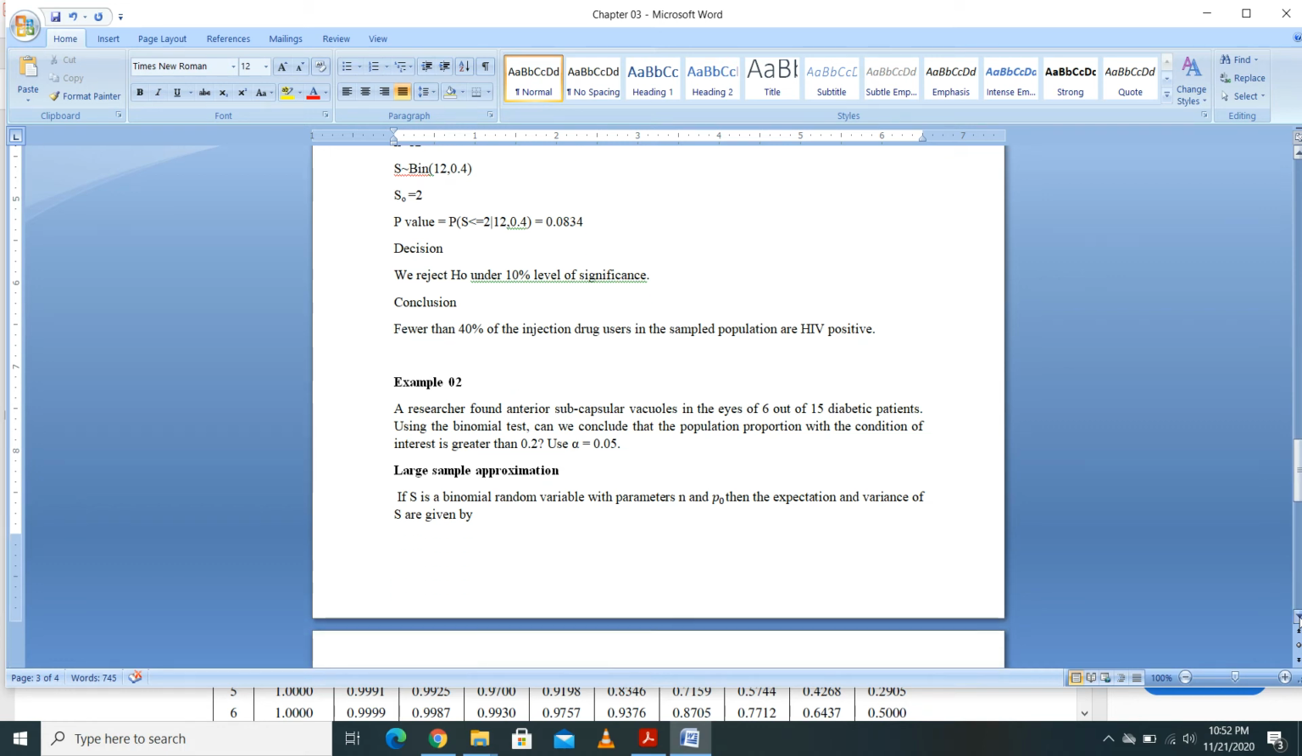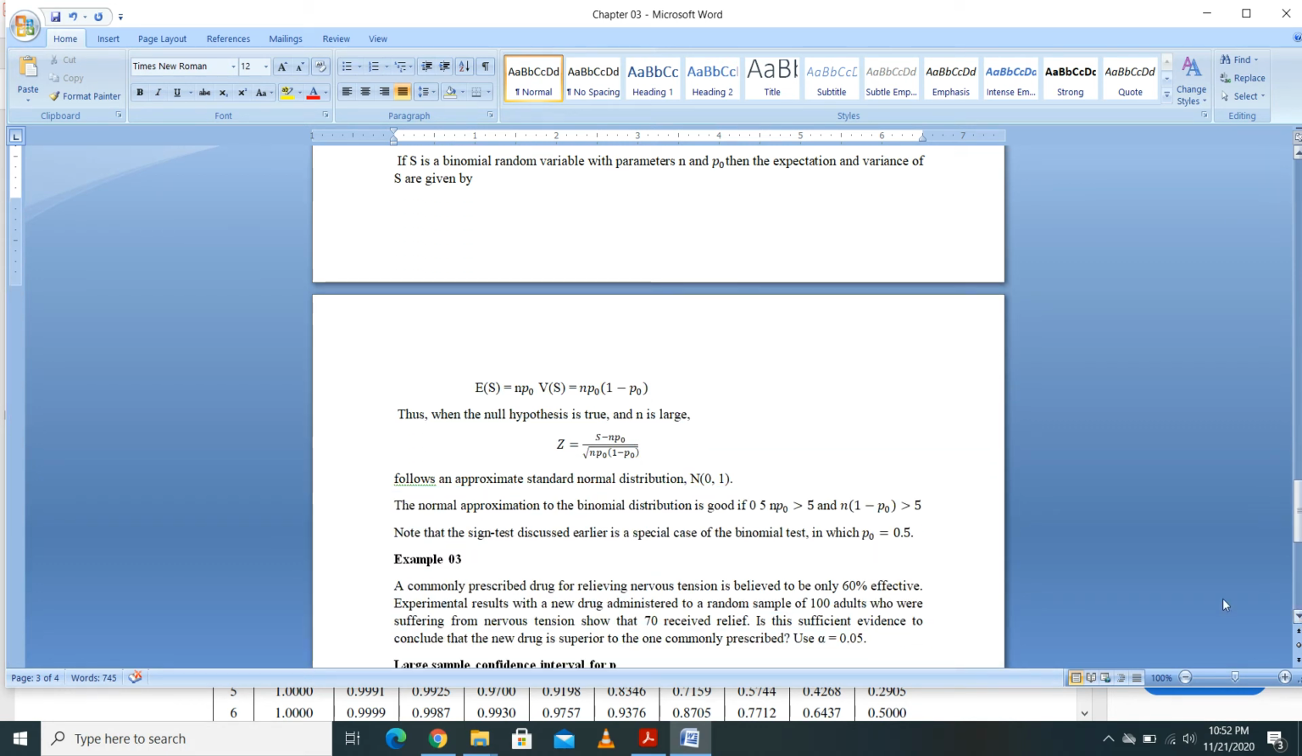Right? So when you're using the large sample approximation, what you have to do is, here we have to take the mean value as n p naught and the variance n p naught into 1 minus p naught, because we know these are the mean and the variance of the binomial distribution. So our test statistic, in order to convert it into a standard normal distribution, we have to subtract the mean value and divide it by the standard deviation by taking the square root of that. So in that case, we can apply the large sample approximation.